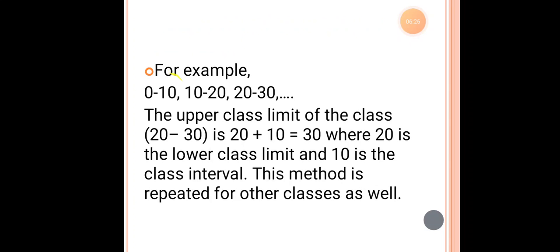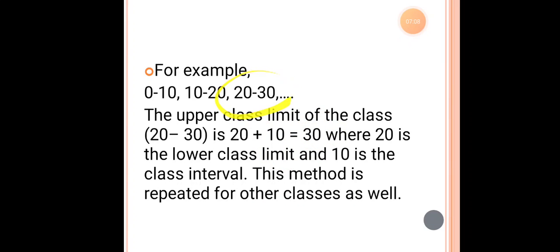So how will you ascertain all these things? For example, I have taken into consideration 10 to 20, 20 to 30, and so on, where the class interval of all these is 10. What is the class interval? The difference between the upper limit and the lower limit, which is 10 for all the others. The upper class limit of the class, that is 20, is taken into consideration, and you add the class interval, so that you get the answer as 30. So based upon the class interval, you can ascertain which next class you can prepare. By this method, you can repeat it for all the other classes as well.